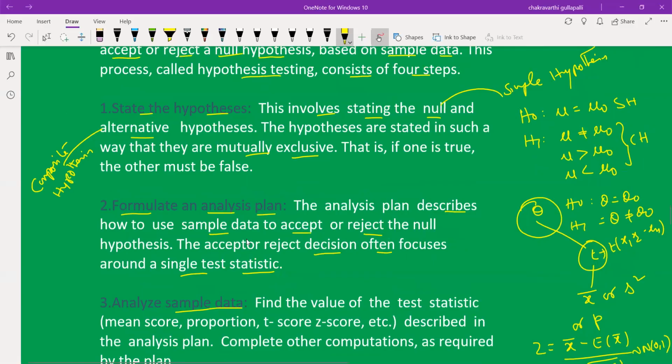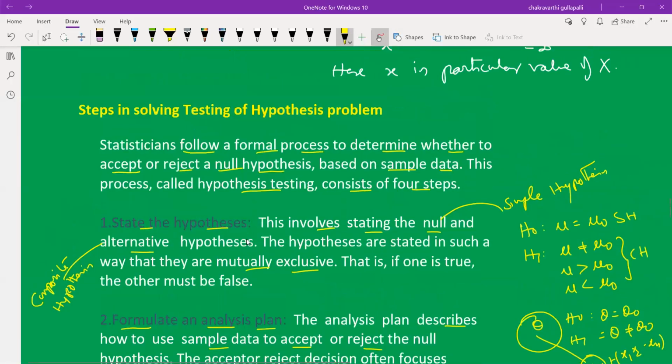For parametric tests and non-parametric tests, we have to follow these rules and steps to accept or reject the null hypothesis. Accepting the null hypothesis means rejecting the alternative hypothesis. Rejecting the null hypothesis means accepting the alternative hypothesis.